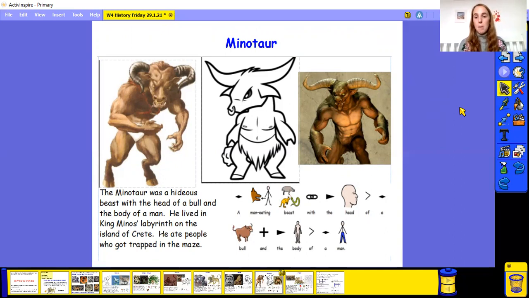So as you remember from the myth, I'm sure, King Minos would put children in the maze and the Minotaur would eat them. So the Minotaur lived in the maze and he'd eat people. So he was a man-eating beast with the head of a bull and the body of a man. So you can see here he's got a bull's head, but a man's actual body. Some people believe he still had the hooves of a bull, but he stood tall like a man.